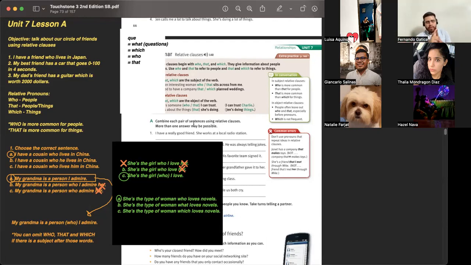Important things. Who is for people. That is for people and things. And which is for things. Remember, if we use who, that, or which, do not use another pronoun. Si usamos who, that, y which, no usen otro pronombre, como he, him, her, she. Nope. That's the third thing. Y la cuarta cosa, pueden omitir who, that, y which, si hay un sujeto después de who, that, y which. Tienen la opción. You have the option to omit who, that, and which if there is a subject after those words. Okay, those are the four things.